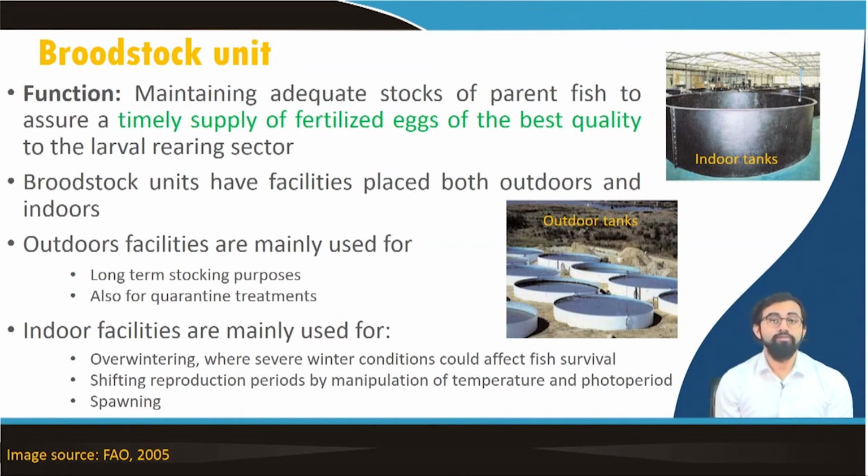The broodstock units have facilities placed both outdoors and indoors. Outdoor facilities are mainly used for long-term stocking purposes and also for quarantine treatment. Indoor facilities are mainly used for overwintering, or where severe winter conditions could affect fish survival. We can shift the reproduction period by manipulation of temperature and photoperiod, as we discussed, and also for spawning purposes. We do not do spawning in the outdoor tanks, we keep it inside, because spawning is a very sensitive phenomenon, so we keep it in a very controlled environment, in the indoor tanks.